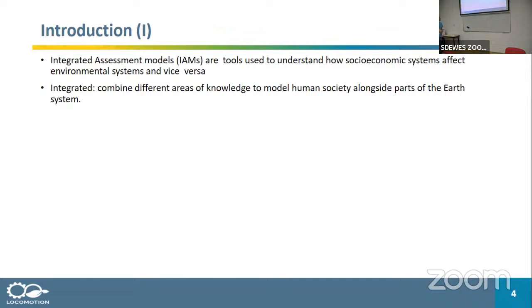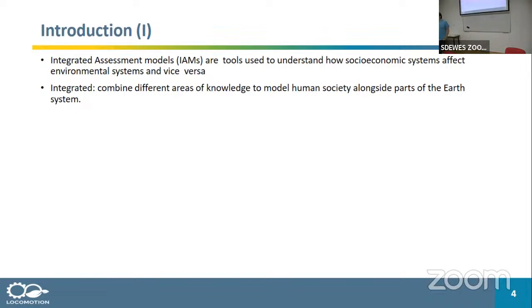I would like to highlight the word integrated here in the name of the models. And integrated means that it combines different areas of knowledge. You know that here in LOCOMOTION there are many people from different fields, and we are contributing to develop the model. And the idea is that basically we mix people coming from the socioeconomic sciences together with people coming from the earth and engineering, and environmental sciences in order to build a kind of integrated model of the whole system with different submodels that are interrelated between them.